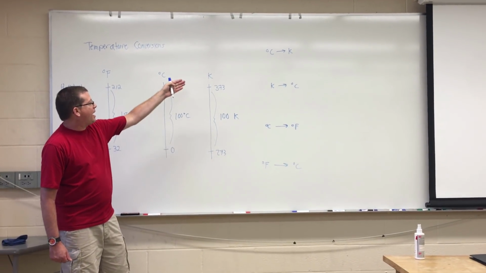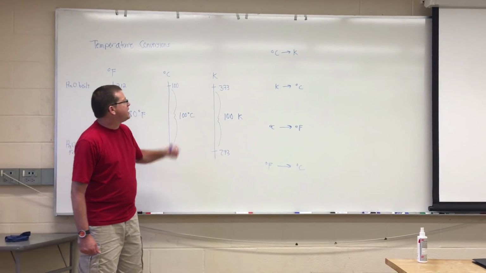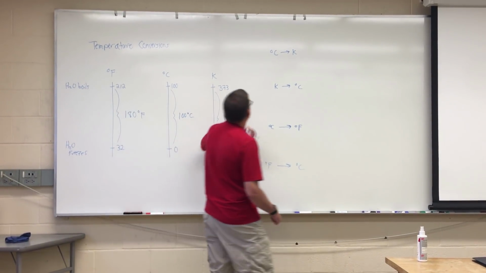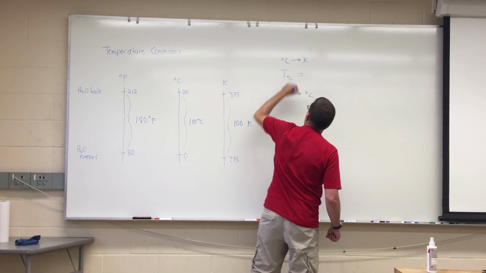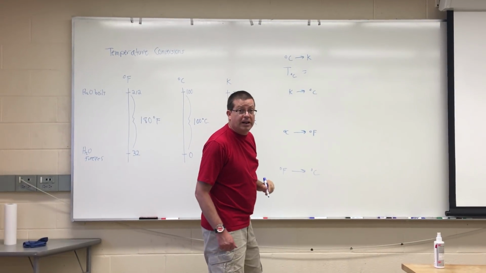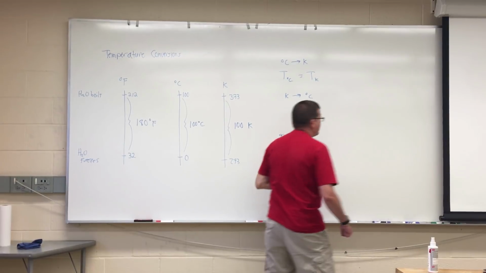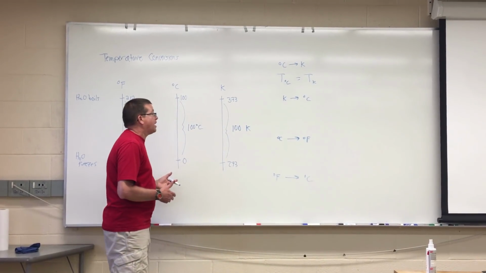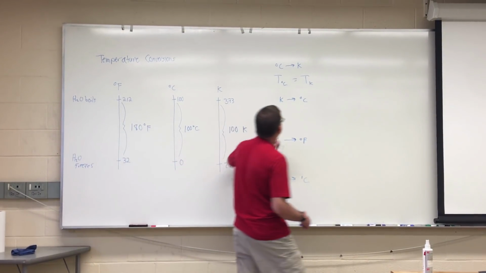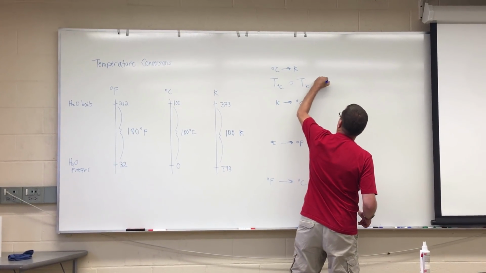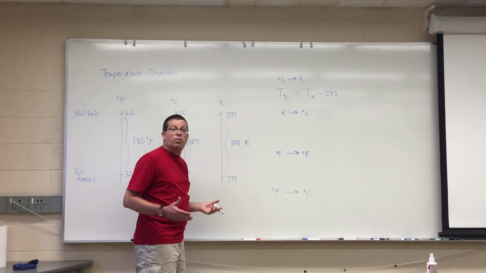So let's say that I have a temperature in degrees Celsius and I want to get to a temperature in Kelvin. So let's see how we would do that. What I would say is that the temperature in terms of degrees Celsius would be equal to the temperature in Kelvin, and then to get the 0 points worked out, I would have to subtract 273. So all I'm doing there is reconciling the difference in the 0 points.